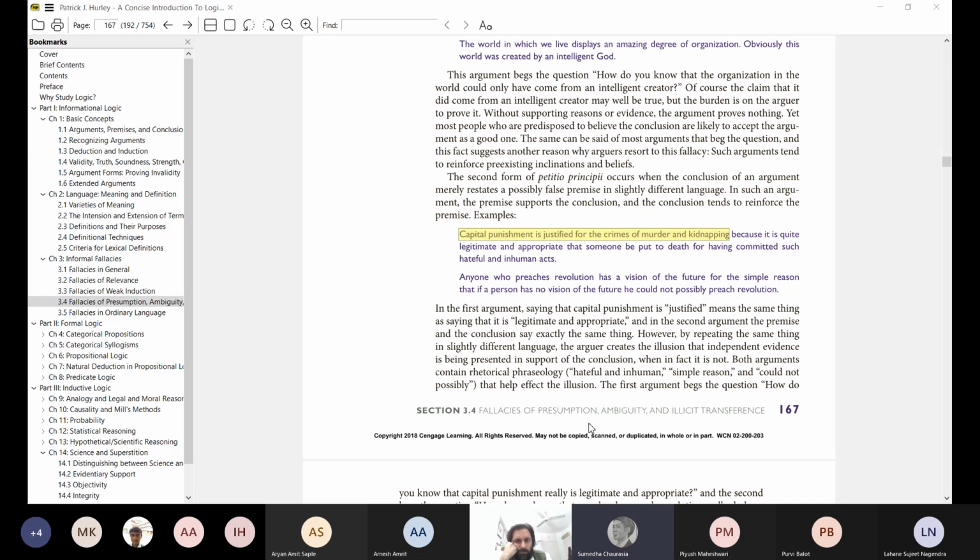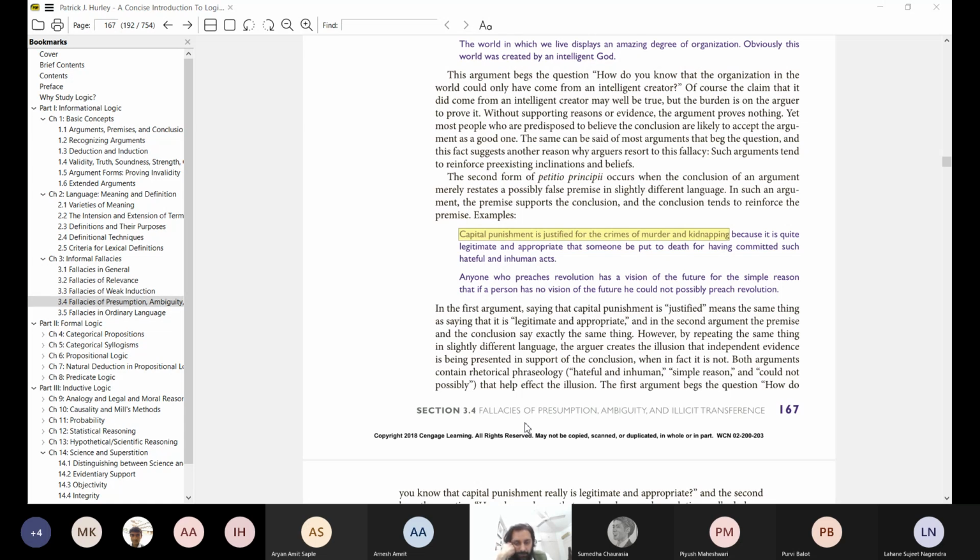But in those cases, the premise would be a bit false too, right? Like committing such hateful and inhuman acts, then self-defense is not a hateful or inhuman act. So good. So that would be the response, is to say that that kind of case would not be covered by the premise.